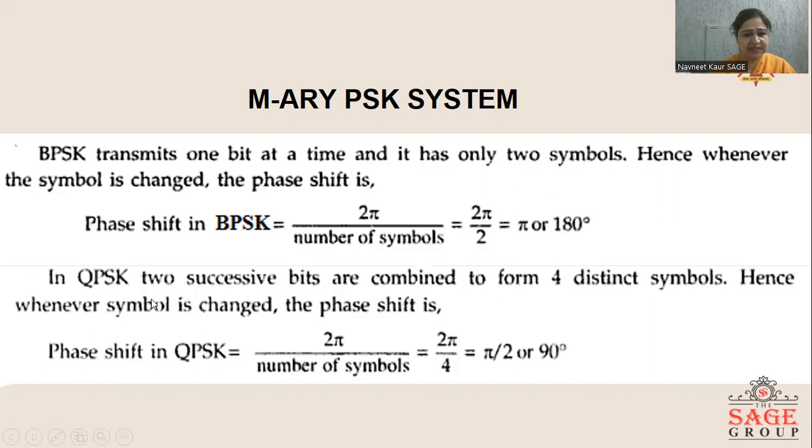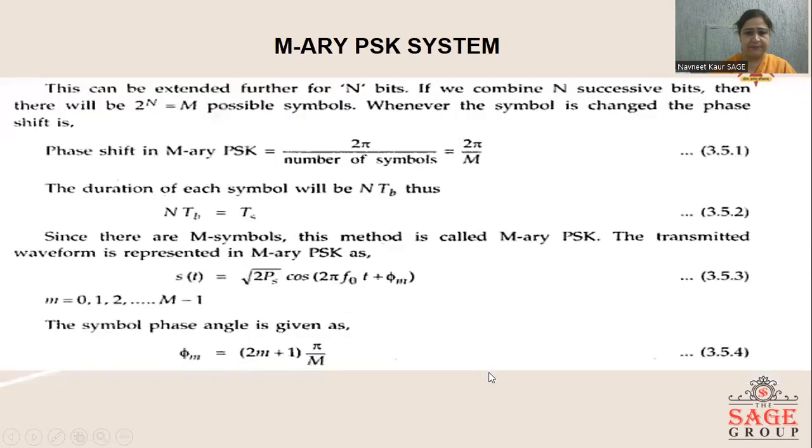Now in QPSK, each symbol is made up of 2 successive bits. So 4 distinct symbols are formed. So whenever the symbol is changed, the phase shift is given by 2 pi divided by number of symbols, which is 2 pi divided by 4, which is given as pi by 2 or 90 degree. So whenever there is a change in the symbol, there is a phase shift of 90 degree.